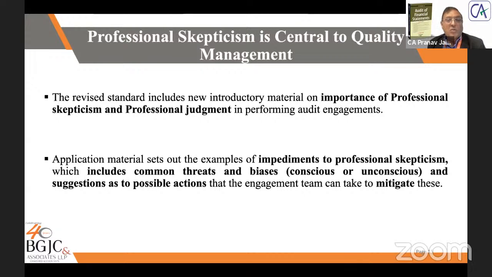The standard also talks about common threats and biases, which may be conscious or unconscious. So, for example, common biases could be: we have been auditing this client for the last 10 years, there has been no fraud, the CFO and the management are very honest, with a high level of integrity. So these are biases which are probably conscious or unconscious, and they have an impeding effect on exercising professional skepticism. And the guidance is there on possible actions that the engagement team can take to mitigate these impediments.